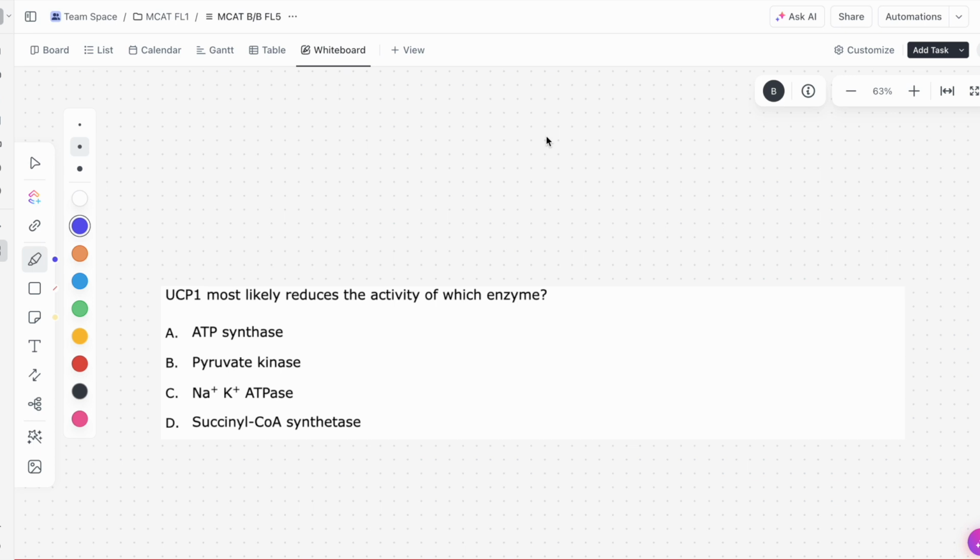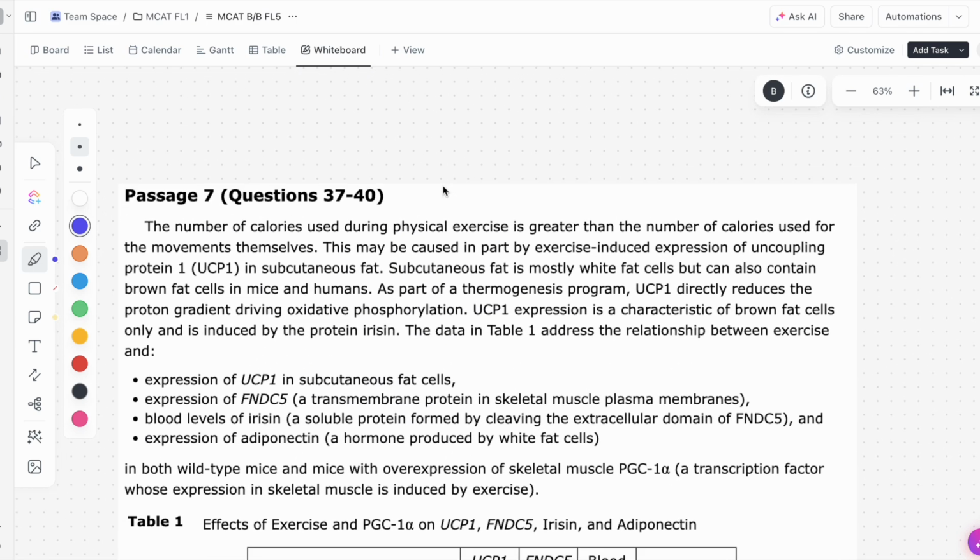Okay, this is passage number 7. This is question number 37. So we have here that UCP1 most likely reduces the activity of which enzyme? So let's go back to the passage here. Let's see what UCP1 is. It's the uncoupling protein 1.